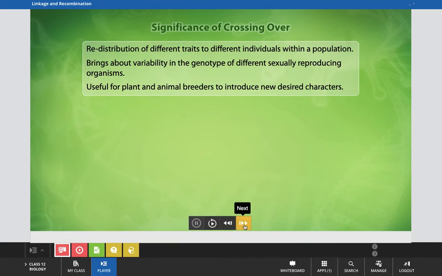Now let's understand the significance of crossing over for the organism. By this process, redistribution of different traits to different individuals within a population takes place, which brings about variability in the genotypes of sexually reproducing organisms, and is useful for plant and animal breeders to introduce new desired characters.